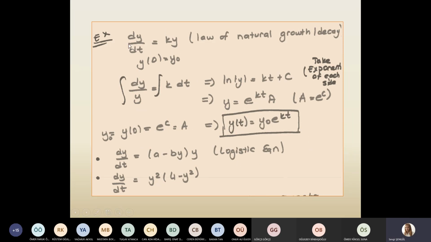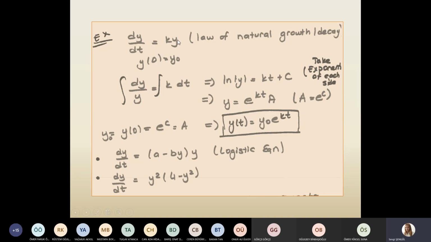This is a separable equation, dy/dt equals ky, and this tells us the law of natural growth or decay. Depends on k. If k is positive, it is growth. If k is negative, we will have decay. And why are we saying that? Let's solve it and check that.